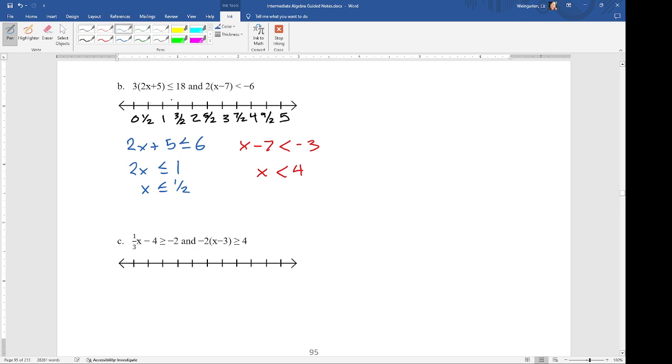Then I will go ahead and graph x is less than or equal to 1/2. Next, I will graph x is strictly less than 4. Now, what is covered by both blue and red lines? The 1/2 is covered, and anything less. So the solution to this compound inequality is going to be a soft bracket, negative infinity up to 1/2. Oh, sorry, that should be a hard bracket on that 1/2.